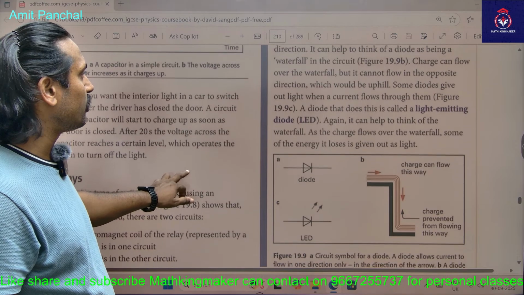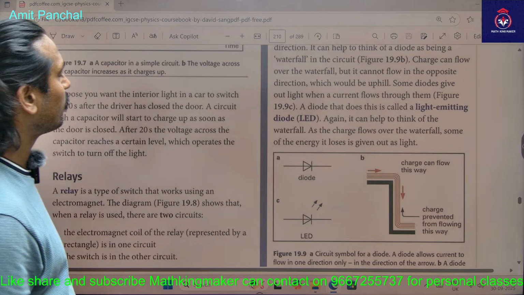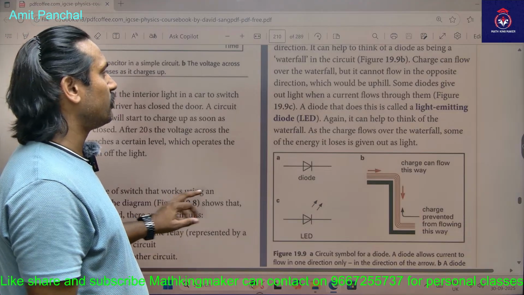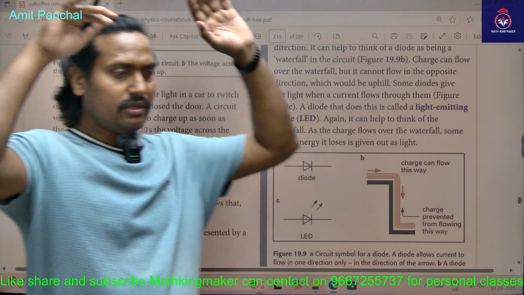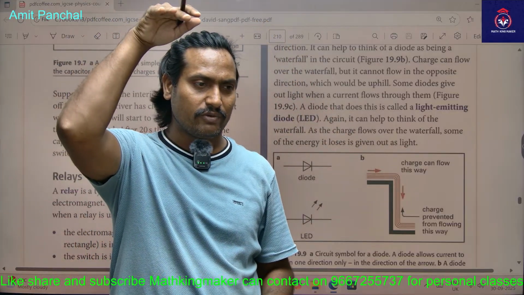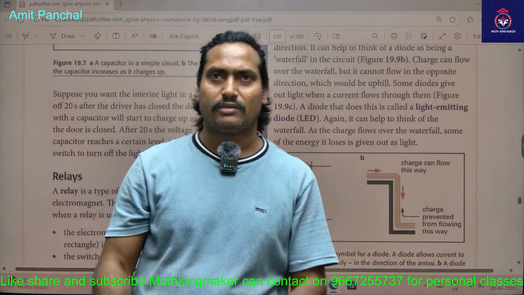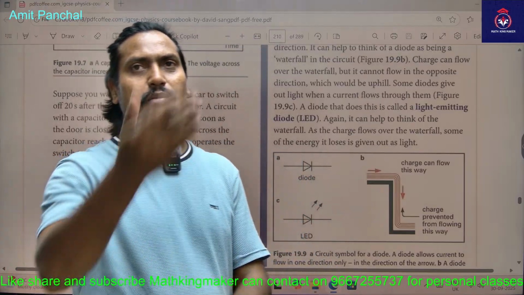It can help to think of a diode as being a waterfall in the circuit. Charge can flow over the waterfall, but it can't flow in the opposite direction. Like if you think about a waterfall, water is always flowing from higher to lower height. It can't flow back.